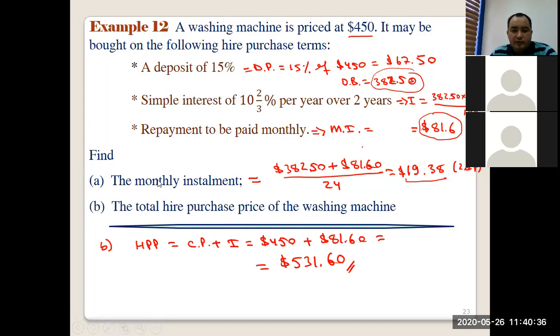Yeah, very simple question. Monthly installment, we need to pay this amount. The total hire purchase price of the washing machine, we need to pay this amount. So if you pay in cash, you have to pay $450. On hire purchase, you need to pay $531.60. All right. And the company is not losing any money. After all, you are getting this money from the bank. Company still makes its profits. Okay. Here, bank is helping us, and also bank is making some profits on that money.